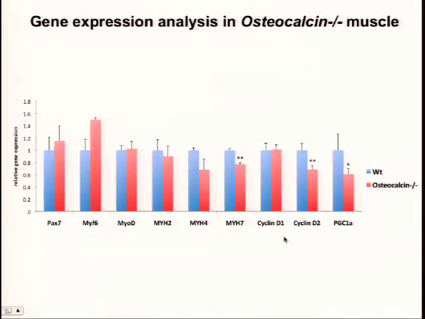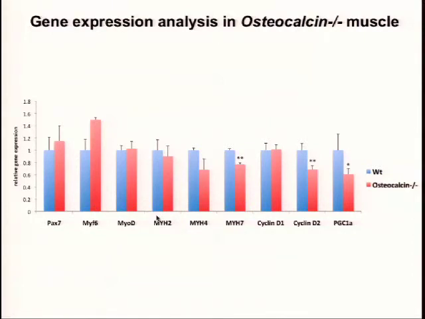This is explained because there is a decrease in cyclin D2 expression in absence of osteocalcin. You can also see that there is a decrease in PGC1 alpha expression that explains the oxidative phenotype I presented. There are a few other genes that are affected. We are looking at them, and for others we don't have all the data.